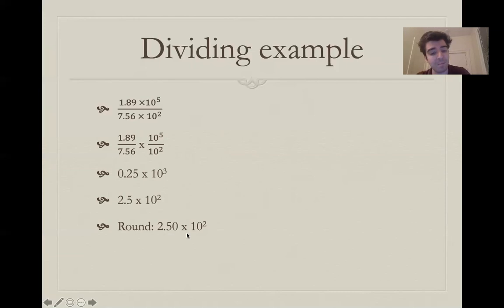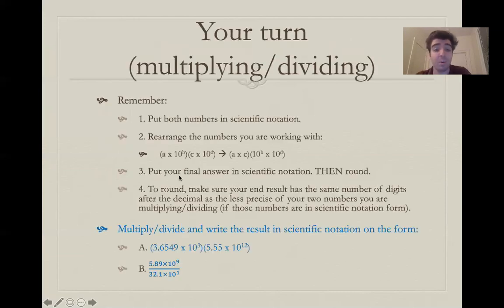Okay? All right. So just to recap that algorithm, you put the two numbers in scientific notation, rearrange the numbers you're working with, like so, and multiply. Then put your final answer in scientific notation, then round. So try your hand at these two and put your answers on the form. And the answers you should get should look like this.